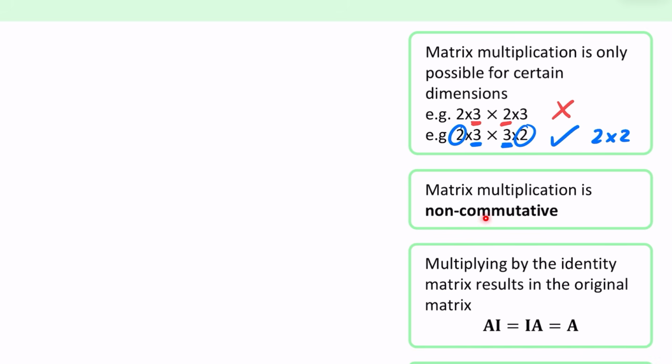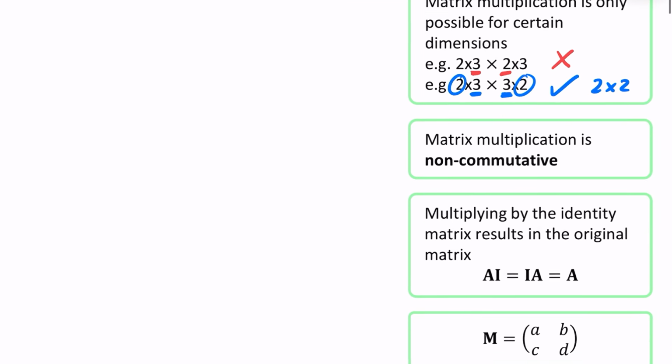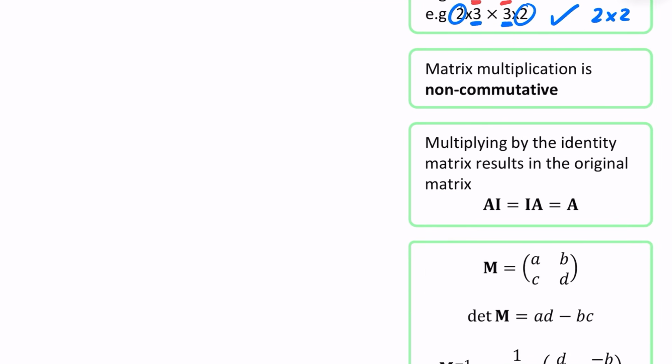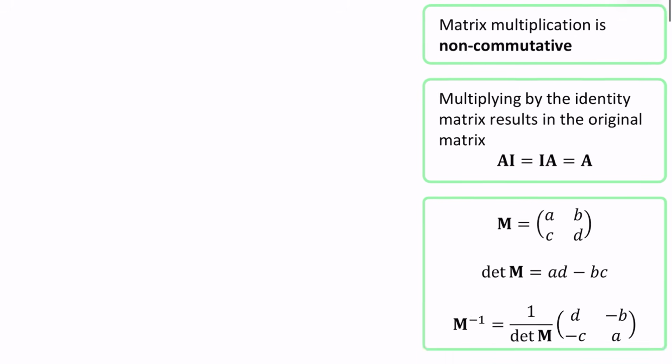Matrix multiplication is non-commutative. Normal multiplication is commutative, meaning 3 times 5 is the same as 5 times 3. The order doesn't matter. But for matrices, the order does matter. When you multiply by the identity matrix, you just get the original matrix. The identity matrix I, the 1, 0, 0, 1 matrix, doesn't matter how you multiply it, whether it's on the right or the left, you end up with the original matrix.